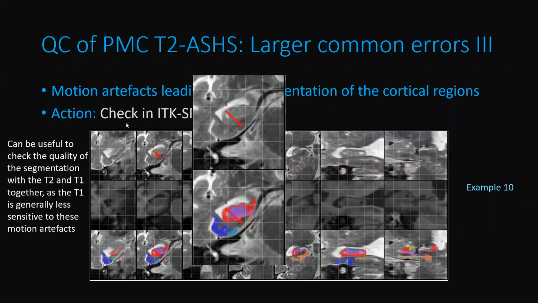Okay. So yeah, it can be useful for this particular artifact and segmentation error to check the quality of the segmentation of both the T2 and the T1, as the T1 is generally less sensitive to these motion artifacts. And that is also the reason that if you just see motion artifacts in these cortical regions, I wouldn't necessarily exclude the case, but I'd rather check the segmentation together with the T1 if you have it to see if it's good enough. But if you don't have the T1, you might maybe want to exclude the cortical regions just because it's so hard to tell the borders when you have these lining artifacts in there.